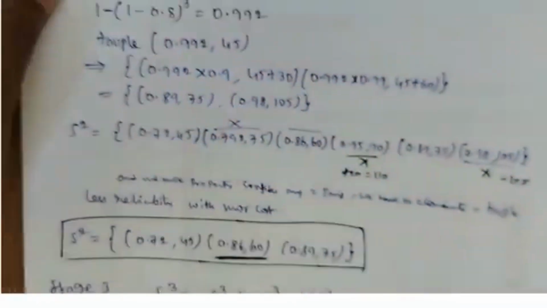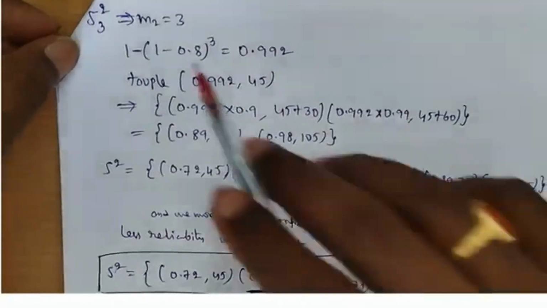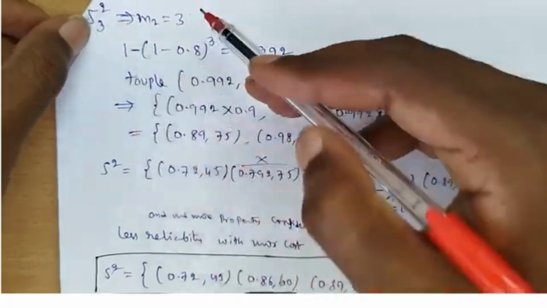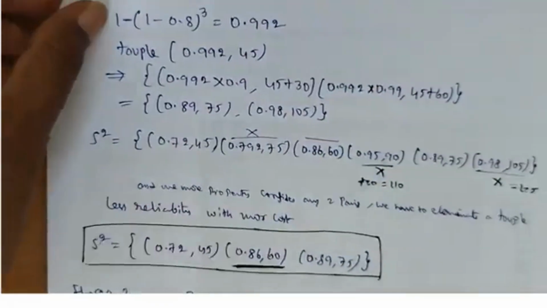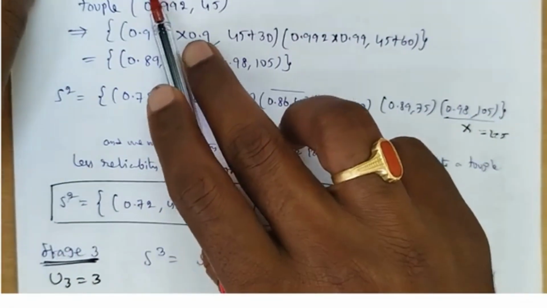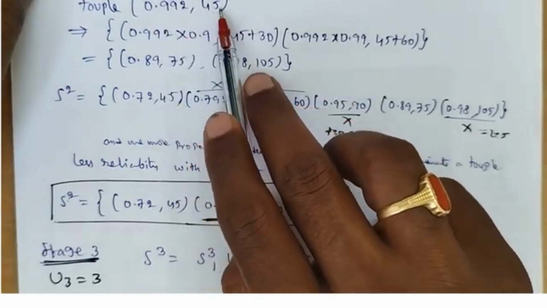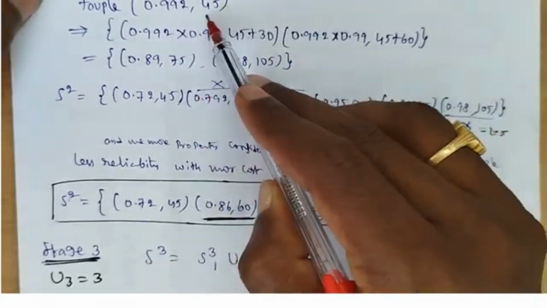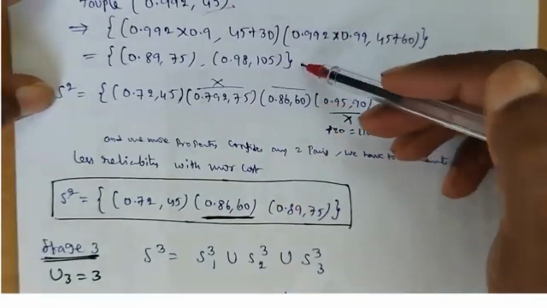Okay, and in the same way we have to perform the third part also. For s3 square, with m3 equals 3, that is 3 devices, here also in the tuple we take 15 plus 15 plus 15 equals 45. So this is for 3 devices. So we calculate and this tuple comes.